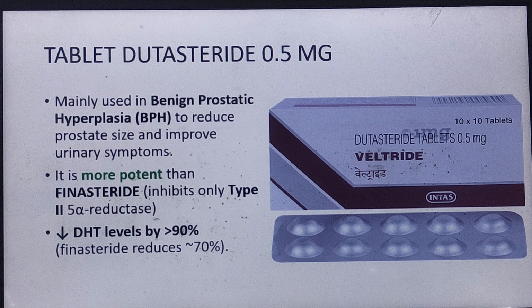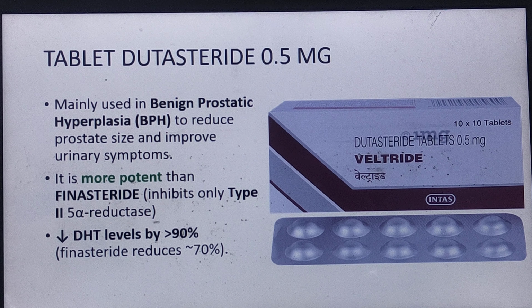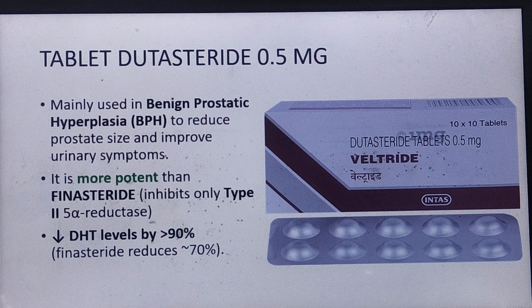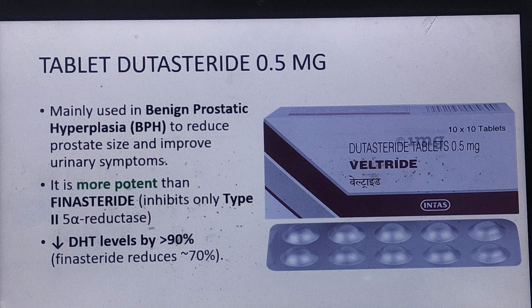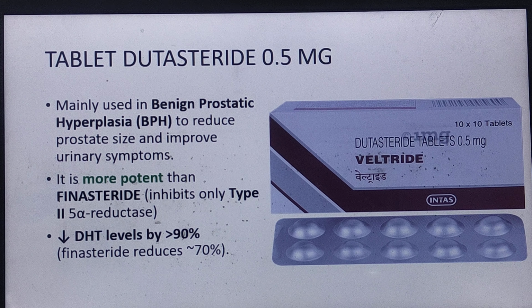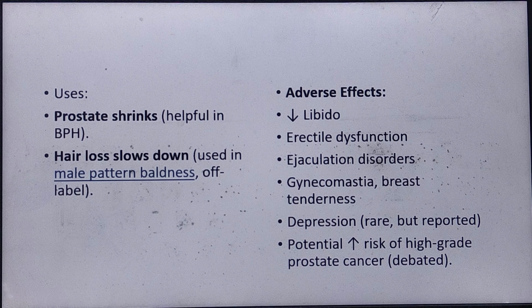5-alpha reductase. So इसको याद रखने का सबसे आसान तरीका है, जैसे ड्यूटास्टेराइड इसके नाम में लिखा है ड्यू मीन्स 2. So it inhibits both type 1 and type 2 enzymes.